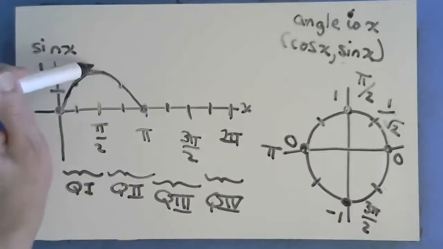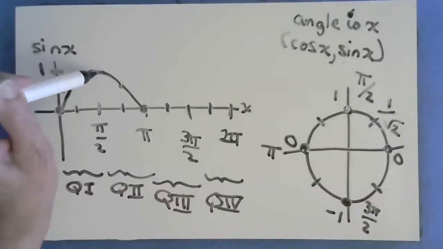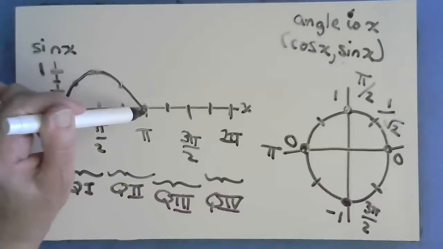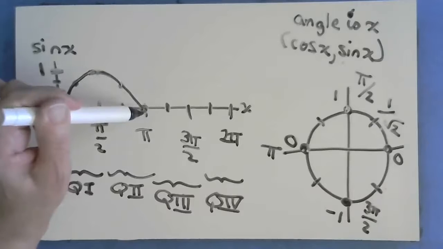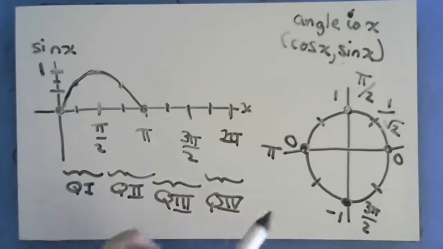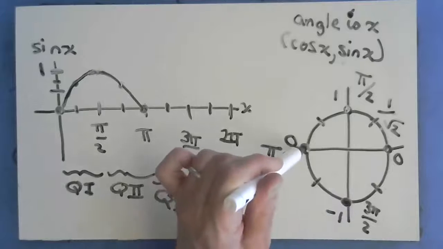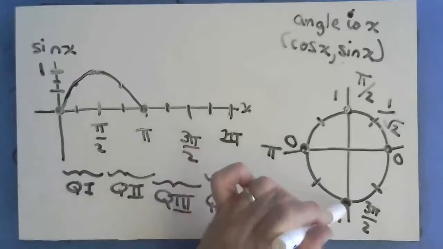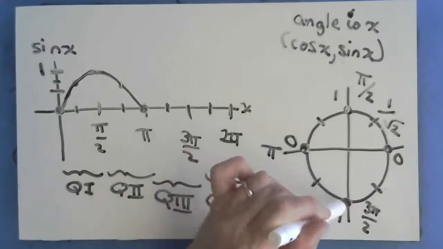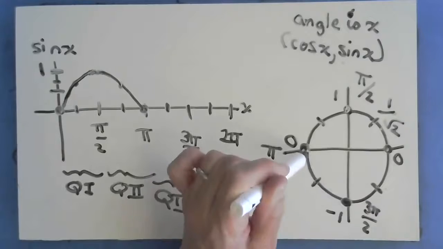Quadrant 1, increasing to pi over 2, we hit its max at 1, and then we decrease as we go to pi as we travel through quadrant 2. And so as we travel through quadrant 3, we see that our sine values are now negative. All of our y values are negative in quadrant 3.